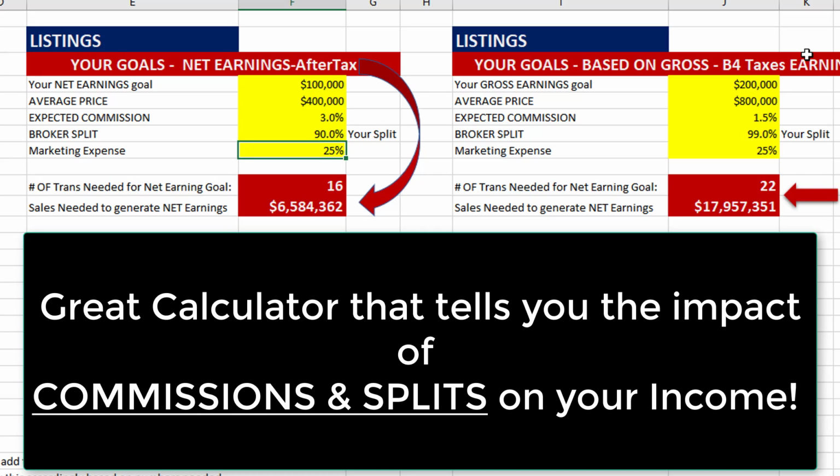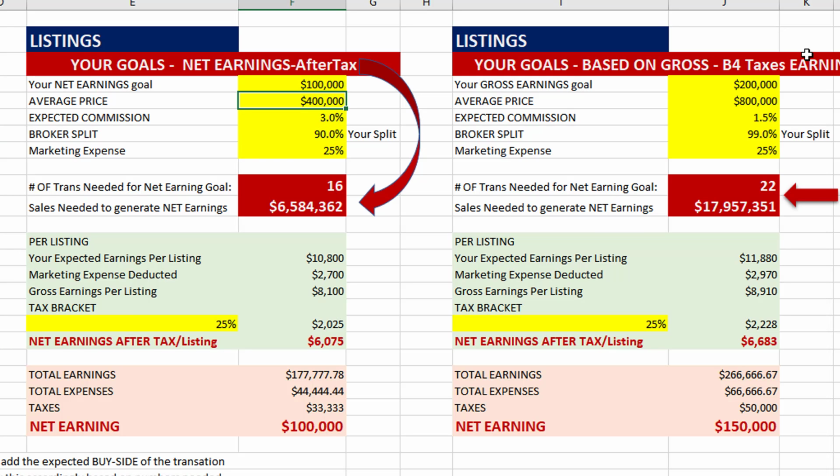Obviously, maybe you're spending more in marketing. For example, my sister lives in Florida, and the home prices there are a lot less. They're in the 400s, but there are a lot in the hundreds and 200s as well. So for an average, you can put $200,000 here. And even at 3%, with a 90% split, you're looking at 33 transactions.